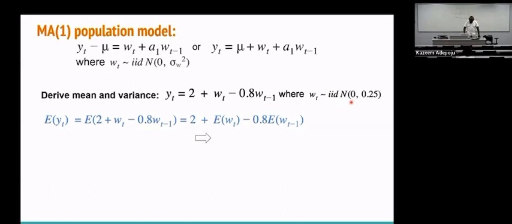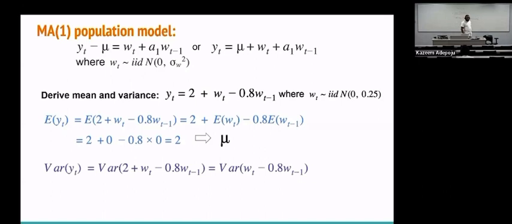What do I have in the end? I'm actually going to have 2. Therefore, the expected value of YT equals 2. Any question? Okay, so the value of YT equals 2. Does that make sense? Okay. Now, how do we get the variance? Mu equals 2.